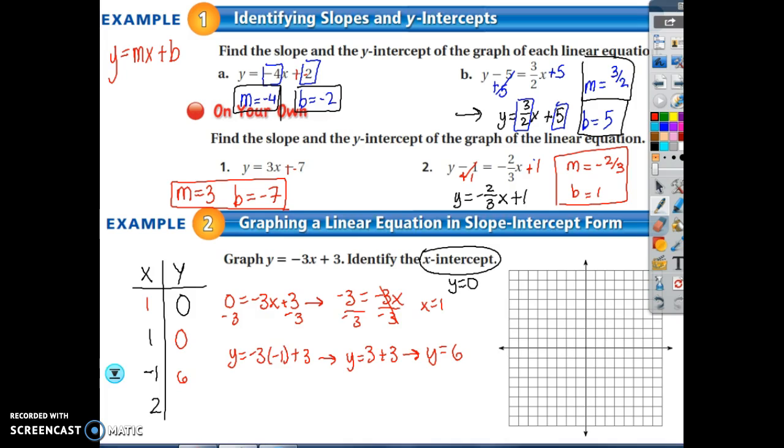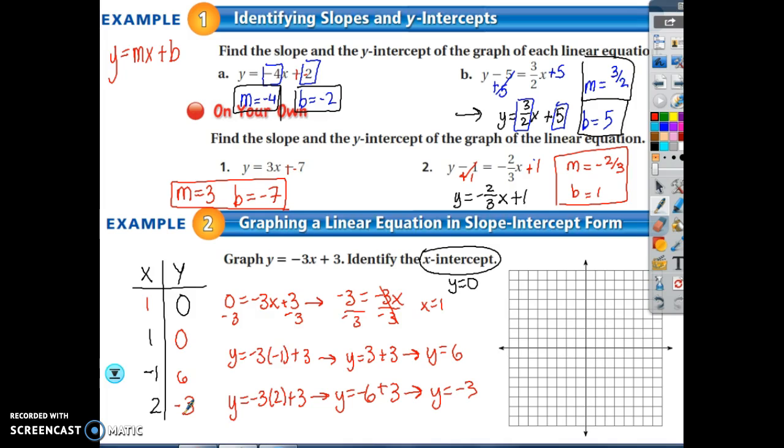Lastly, I'll plug in the 2 for x. y equals negative 3 times 2 plus 3. So y equals negative 6 plus 3, which leads us to y equals negative 3. So when x is 2, we have a y value of negative 3.